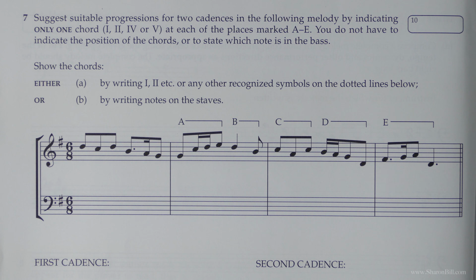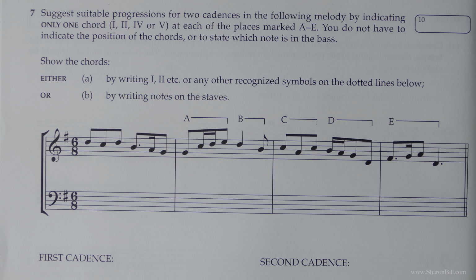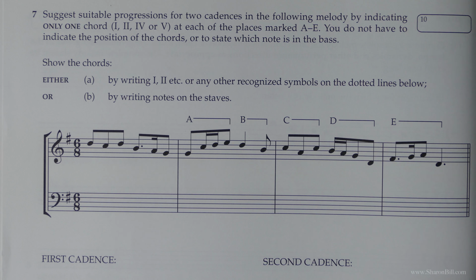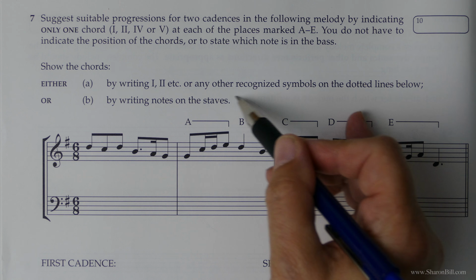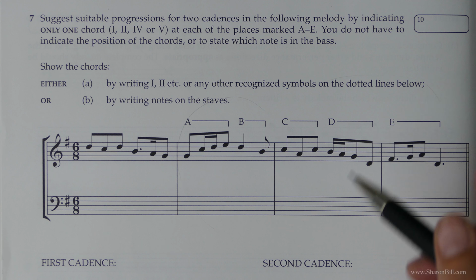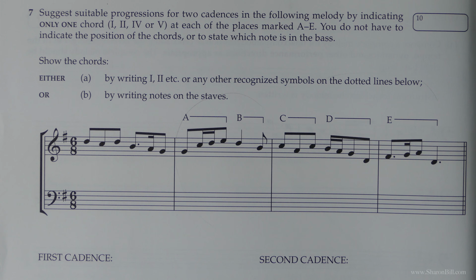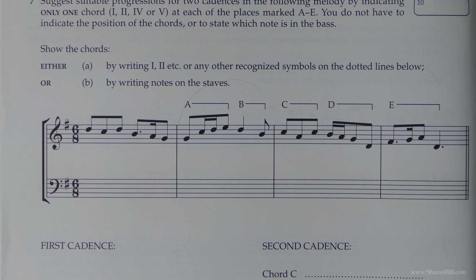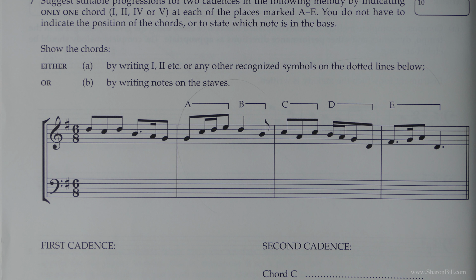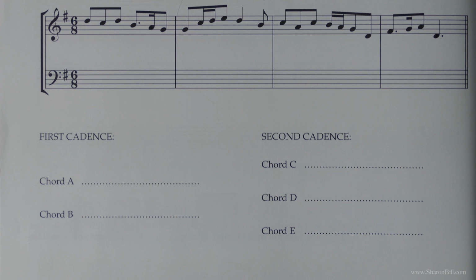cadence points. So we need to choose some suitable chord progressions for these two cadence points, these two ending sections, and we have to recognise cadences, so we need to choose the particular chords that will make those cadences. But before we can do that, we need to find out what key we're in, otherwise we won't know which chords to be choosing from.